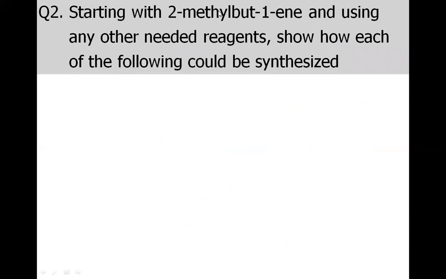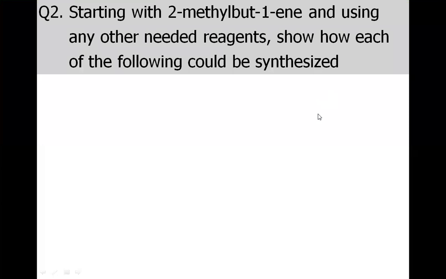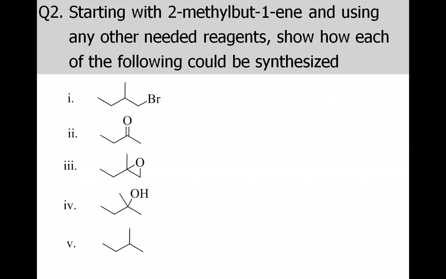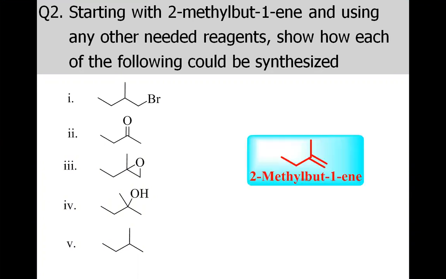Now let us discuss question number 2. It says, starting with 2-methyl-but-1-ene and using any other needed reagents, show how each of the following could be synthesized. So basically it has 5 parts, and this is the structure of 2-methyl-but-1-ene. You could see we have a chain of 4 carbons, 1, 2, 3, 4, with a methyl at position 2 and the ene at position 1, that is a double bond at position 1. So this is the starting material, and from this 2-methyl-but-1-ene we have to make the compounds 1, 2, 3, 4 and 5.